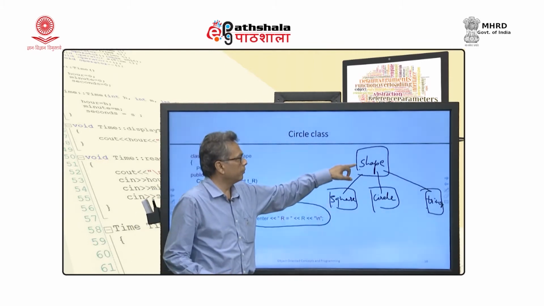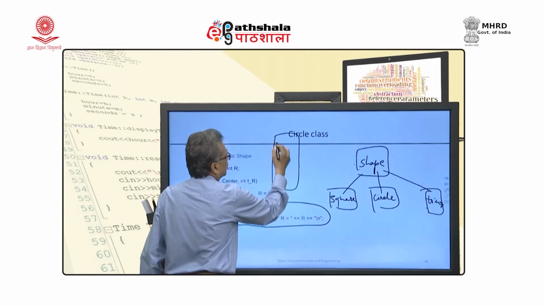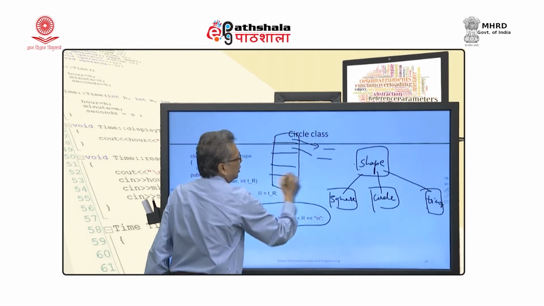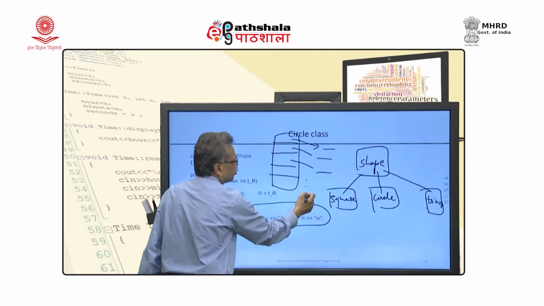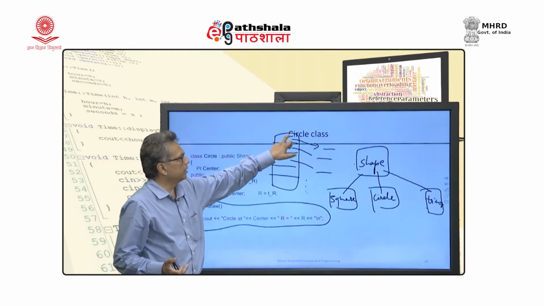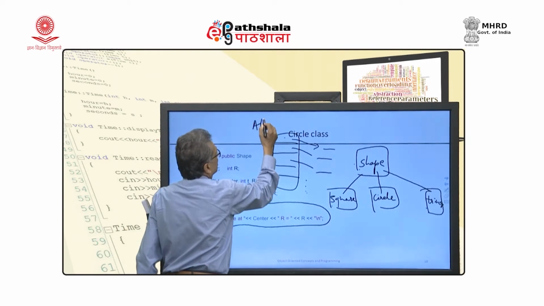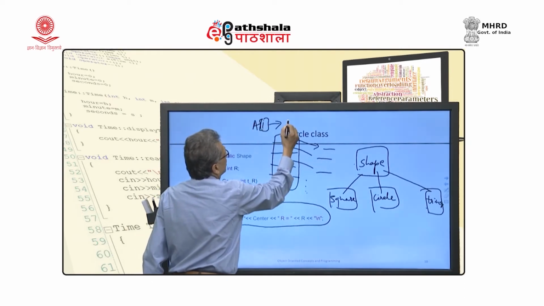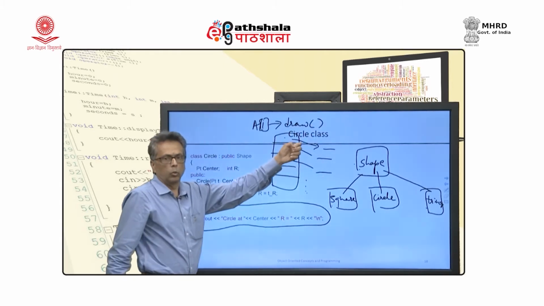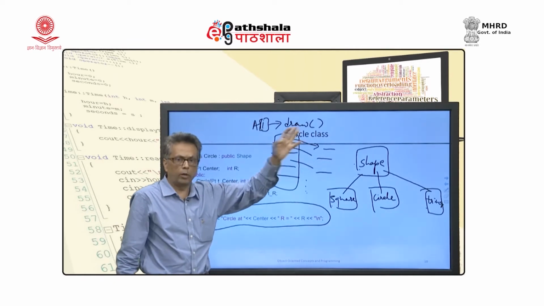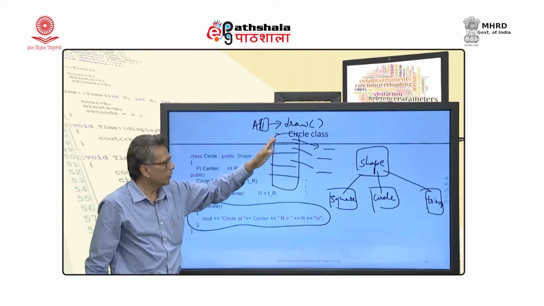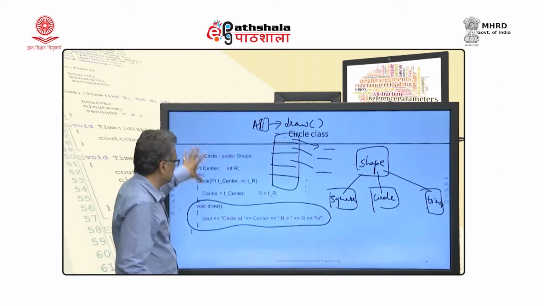And now, when I have an array of pointer to shape, this may be pointing to a triangle, this may be pointing to a circle, this may be pointing to a square, and so on and so forth. When I write a code which calls pointer draw, what will it draw? It will draw the object which is pointed to by that slot, okay, that pointer. So, this is the purpose, this is the process.